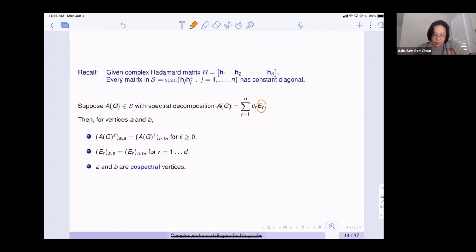Now we know that these matrices all have constant diagonal. This tells us that any power of A would have constant diagonal, so basically any two vertices will have the same walk generating function. It's also telling us that all these projection matrices, these principal idempotents E_r, would have constant diagonal. This is equivalent to saying any two vertices, a and b, are cospectral. So if a graph is complex Hadamard diagonalizable, then all the vertices are cospectral with each other. This is another quick thing that we can say about these graphs.